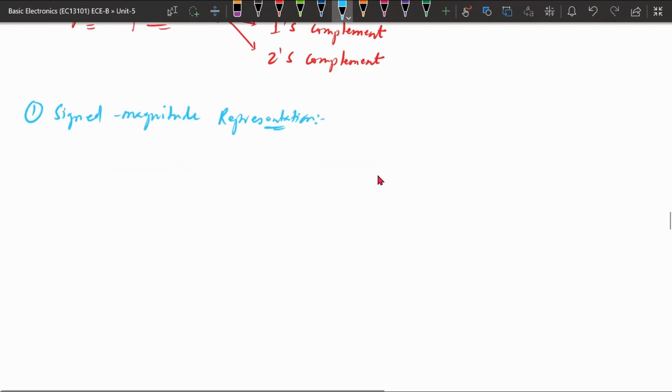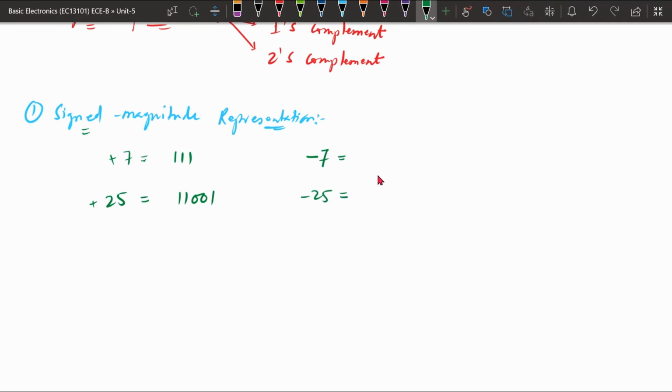In signed magnitude representation, the method that we will be using is here. Suppose plus 7 is written. Plus 7 in binary will be represented by 111. And if the number is 25, 16 and 8 will be added to make 24, plus 1 is 25. So this is the representation. Now we want to represent this 7 as a negative number, that is -7, and 25 as -25.